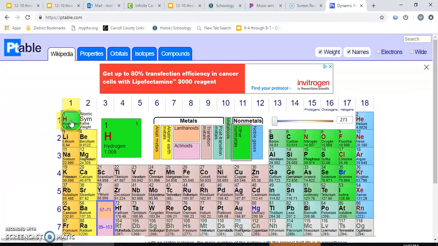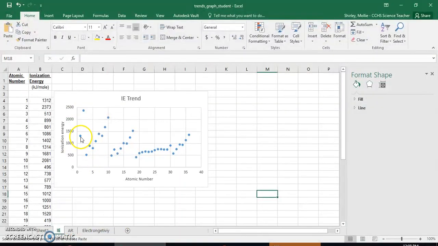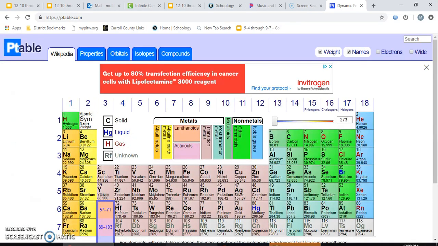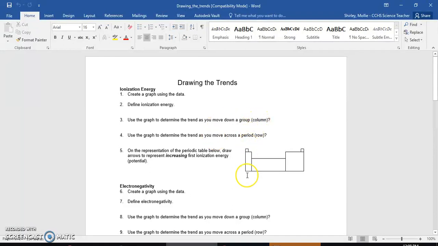And if we look at column 1, so group 1, we've got data points 1, 3, 11, and 19. So let's go check those out, 1, 3, 11, and 19. So here's 1, and 1 was 1312. Here is 3, and that's 513. So we've got 1312, 513. Here is 11, and 11 was 496. And then our last one, number 19, is 419. So you can tell that as you go down a group, down that column, what's happening to your ionization energy? Well, it's decreasing. So number 3 decreasing, number 4 it's increasing.